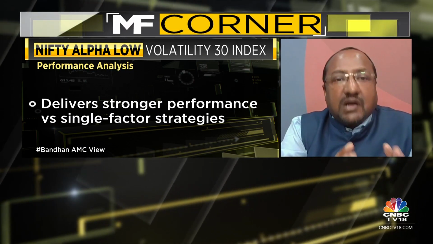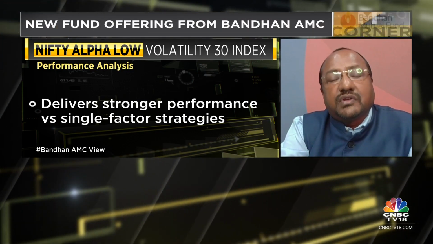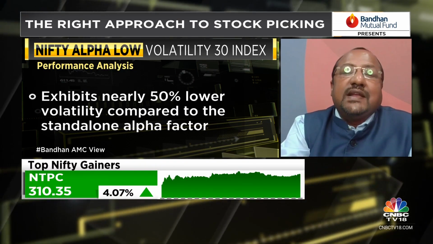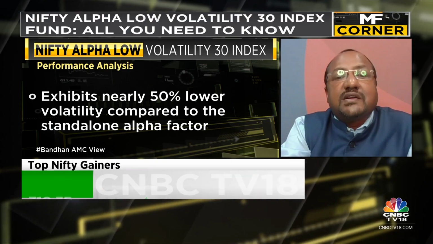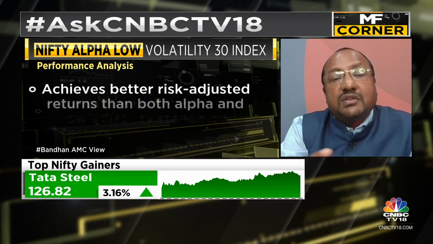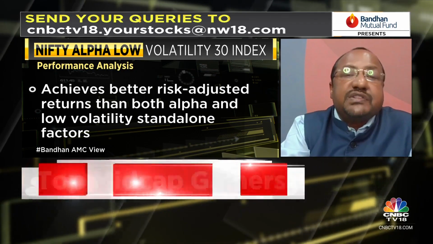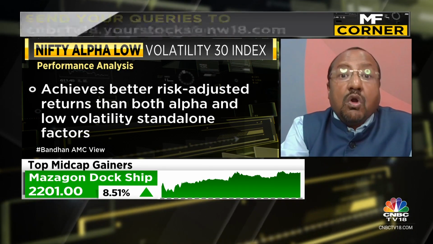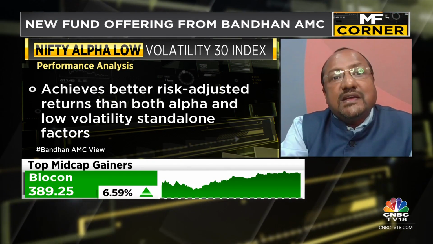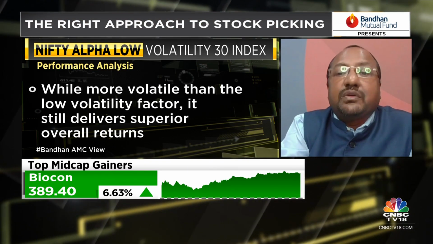When we compare a standalone alpha factor with the Alpha Low Vol 30 index, what we observe is that the volatility in this index is 50% lower than the standalone alpha factor, and the return is reasonable when compared, not as high as alpha but quite reasonable. On the other side, let's compare with low volatility. While the volatility is a little higher when compared with low volatility, the return is more than commensurate to that.